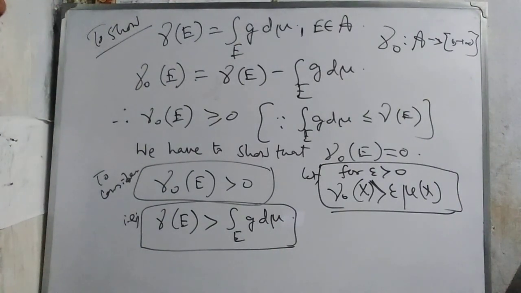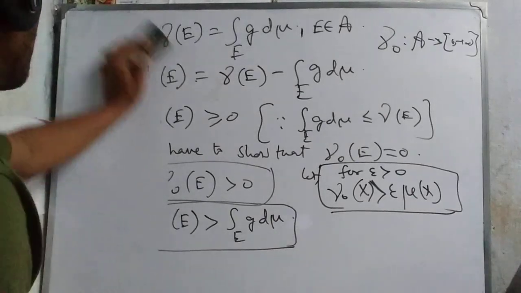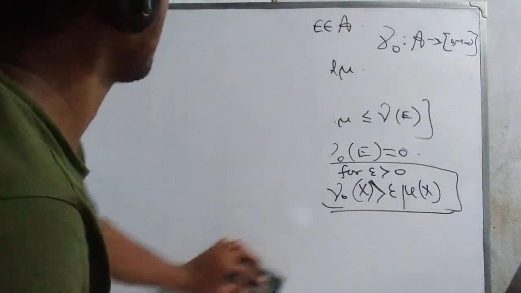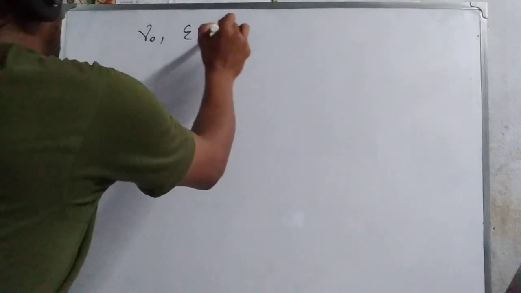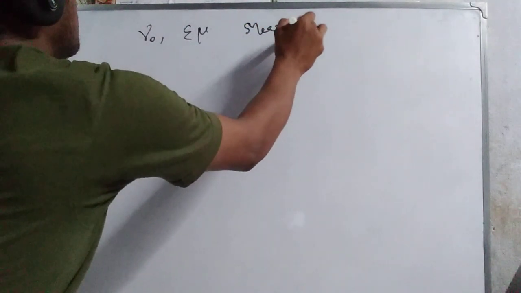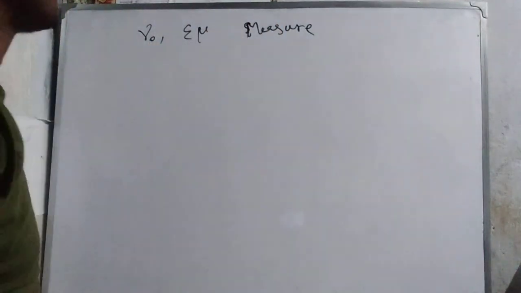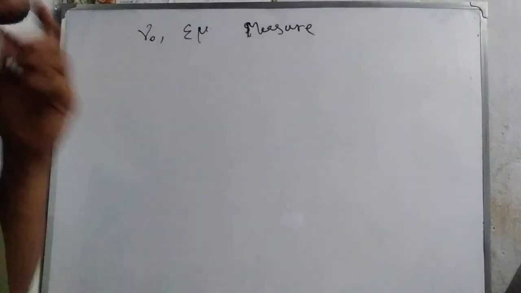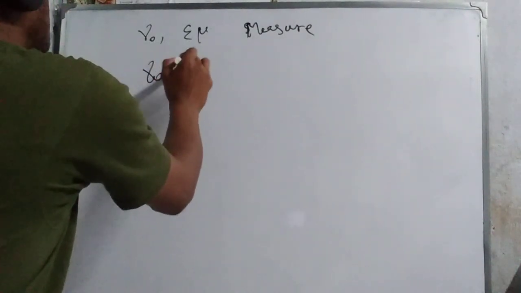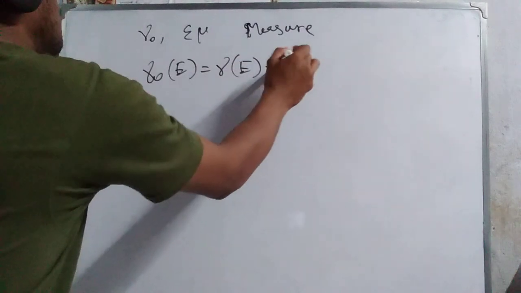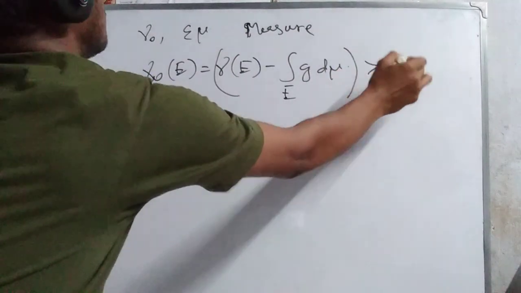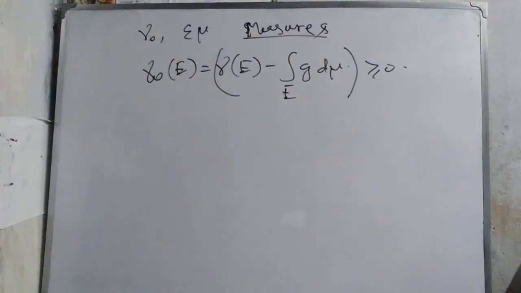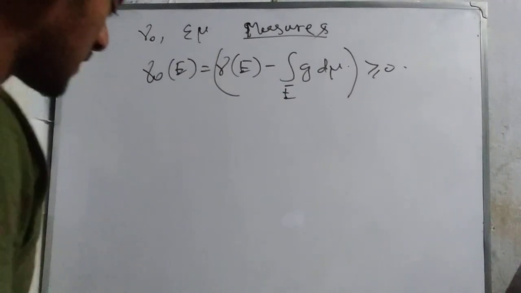Now gamma 0 and epsilon mu, we erase that portion and go on to further discussion. Gamma 0 and epsilon mu are measures. Why is gamma 0 a measure? Because we define gamma 0 of E equal to gamma of E minus the integral over E of g d mu, which is greater than or equal to 0, so these are measures, and mu is a measure.